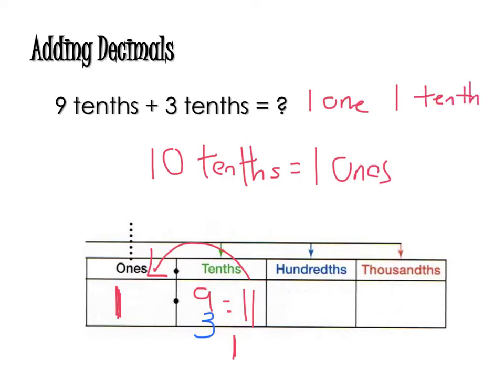So another way that we can represent this is 0.9. 9 tenths is 0.9, right? Plus 0.3, and that will actually give me 1.1. Okay, we're going to explore this in the next slide.